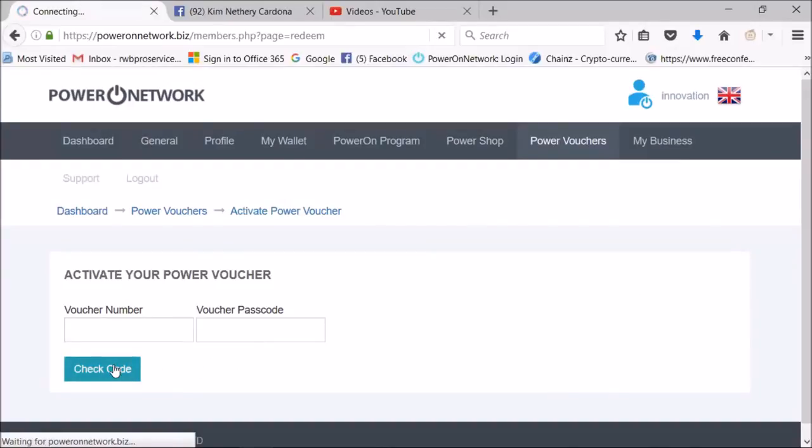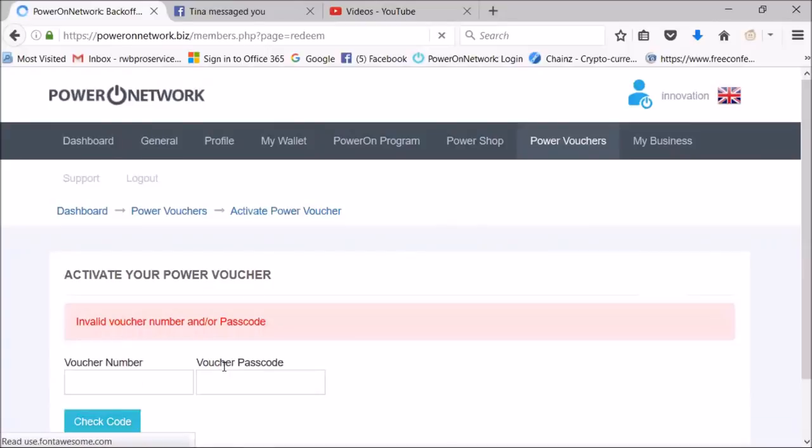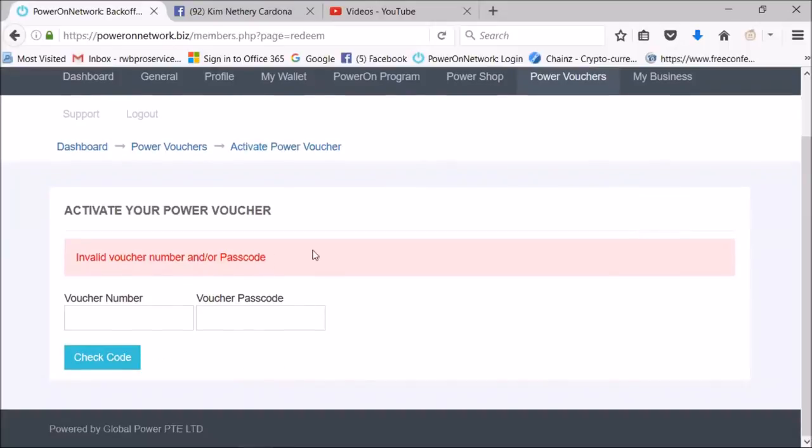If there's something wrong with it, then of course it's going to give you this response here in just a second. Invalid voucher number or passcode. If it doesn't, then it's going to take you to the next screen. It's going to say, please activate. It's going to take you through a process. It's really simple. Just follow it all the way through to the end.